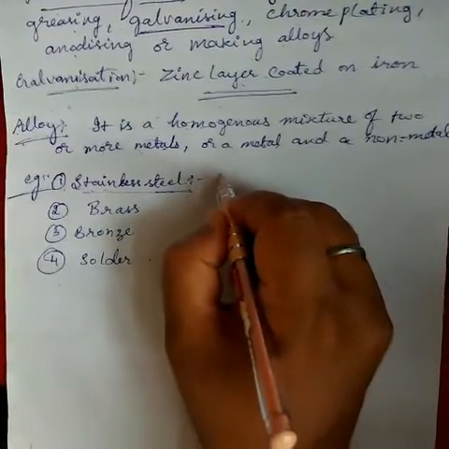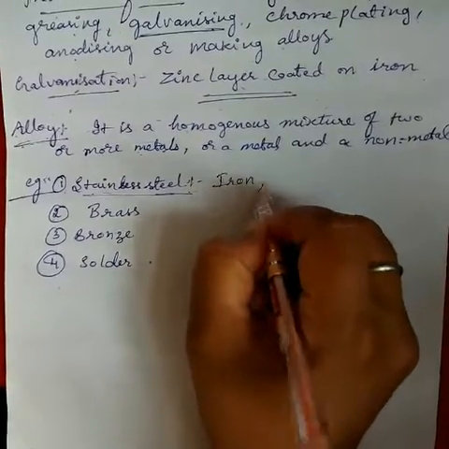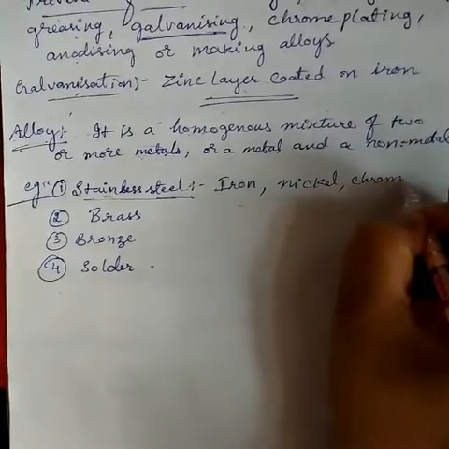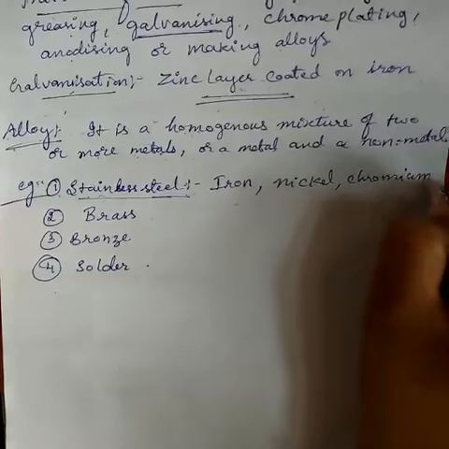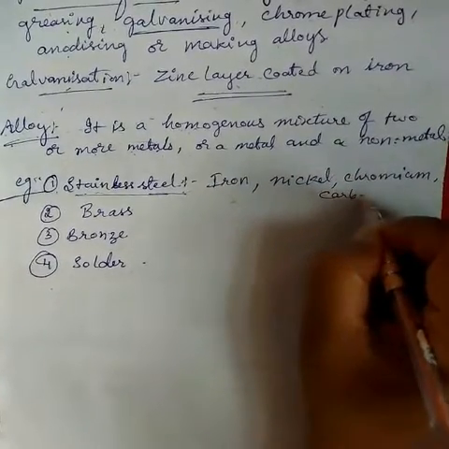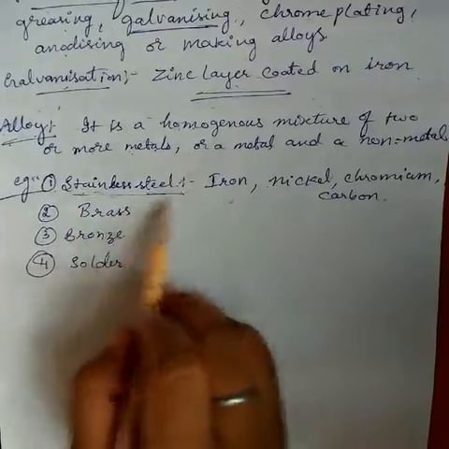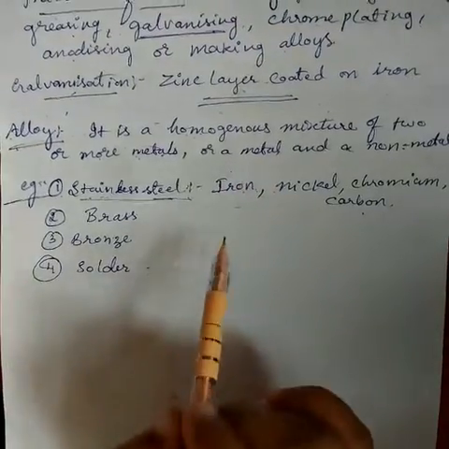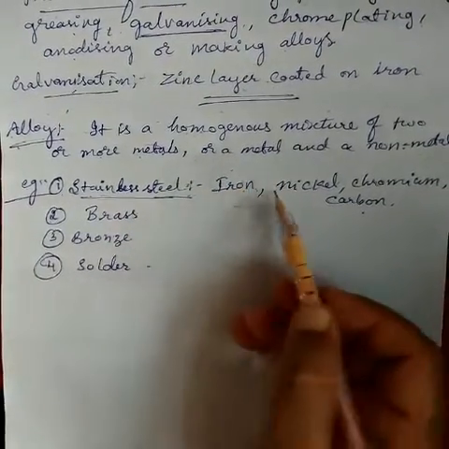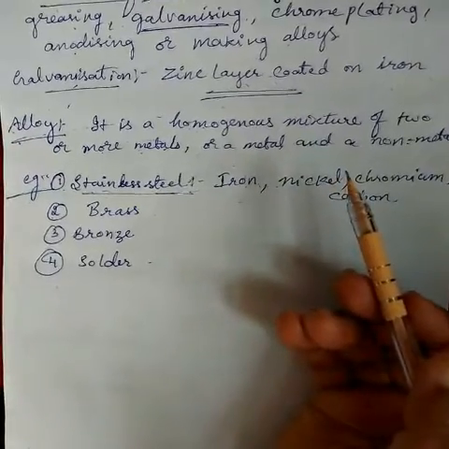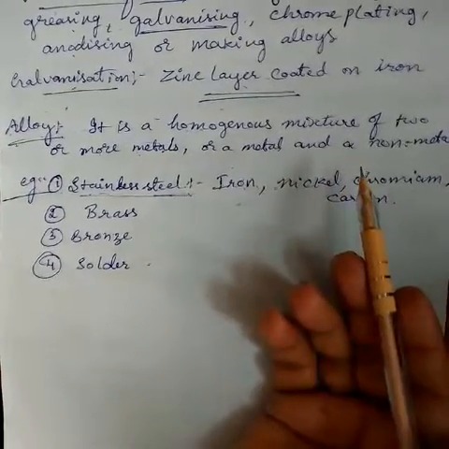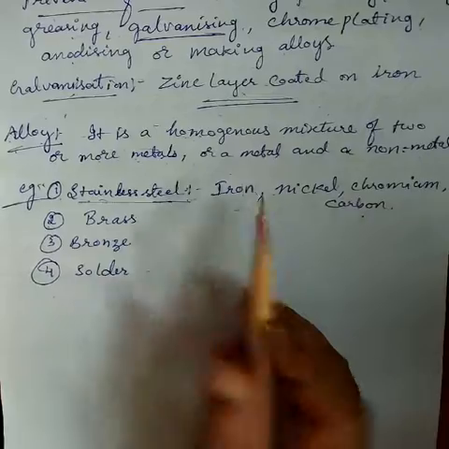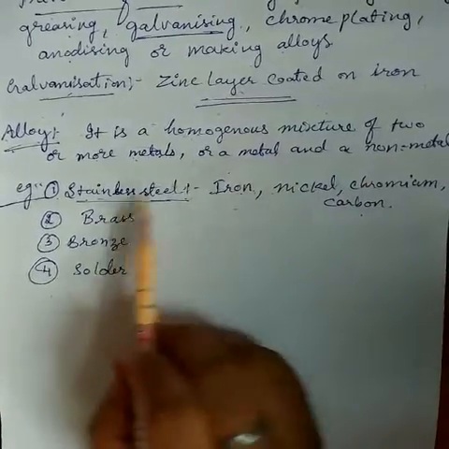That's mainly iron, nickel, chromium, and then carbon also. These four components are used to make stainless steel: iron, nickel, chromium, and carbon, which is most important. That was asked in this year's examination. We use it to make utensils. In the kitchen, so many utensils are used, so stainless steel. Blades are also stainless steel. So these are the components used to make stainless steel.